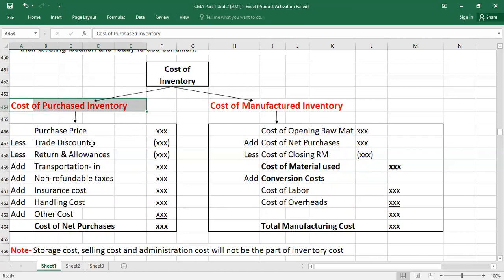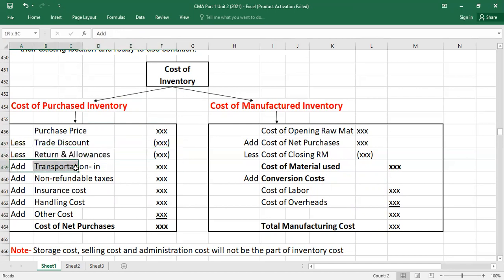we will accumulate all those costs which we will incur to bring the inventory to the present location and into the saleable condition. So here usually, if you want to calculate the cost of purchased inventory, it might include the purchase price which you might have paid to the supplier, less trade discount. Maybe sometimes your supplier might give you a discount on the list price, so that discount you will also subtract, less returns and allowances. If you have certain purchase returns, you will subtract them here.